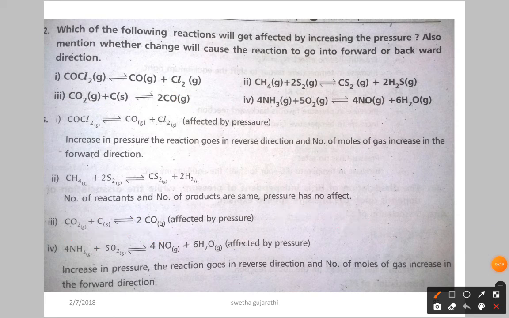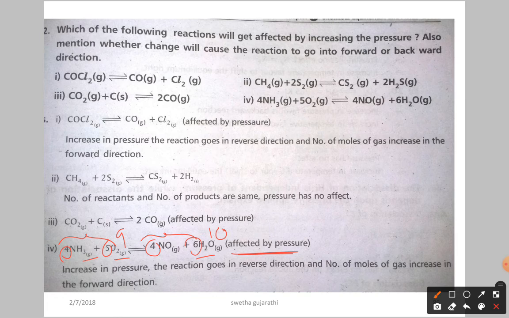Here we have 4 moles of ammonia, a gas, reacting with 5 moles of oxygen to give 4 moles of NO and 6 moles of H2O. Now let us see the total number of moles. Products have 10 moles, and reactants have 9 moles. So there is a difference in the number of moles, so there is an effect of pressure.